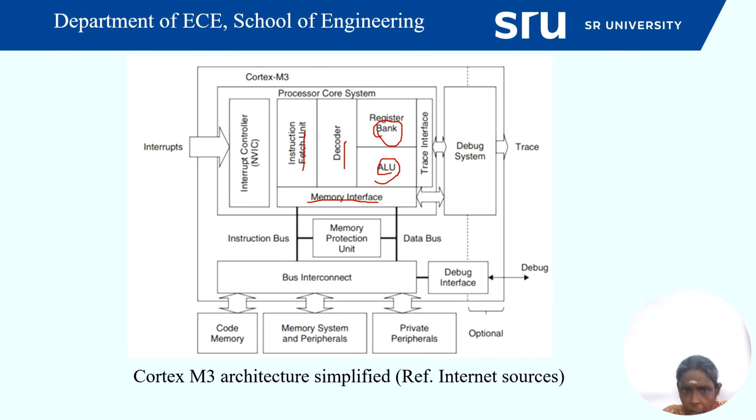And then interrupts come across the interrupt controller, and then the instruction bus and data bus both join with the memory protection unit. It avoids interruption by an unauthenticated user. And then bus interconnect, and then a debug interface, which is bidirectional. And from this bus interconnect, bidirectionally to the code memory system, and peripherals and private peripherals, which may be used, and it is optional only. Debug going to the output is optional only.